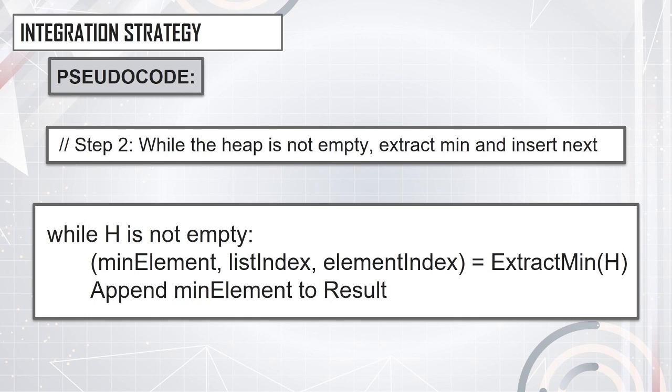Next, in the second step, while the heap is not empty, we extract the minimum and insert the next element. This is the main merging loop. The algorithm repeatedly extracts the minimum element from the heap, which is the smallest element among all the lists at that point. This minimum element is added to the merged list. Then, if the extracted element's originating list has more elements, the next element from that list is inserted into the heap. This maintains the invariant that the heap always contains the smallest remaining element from each list.